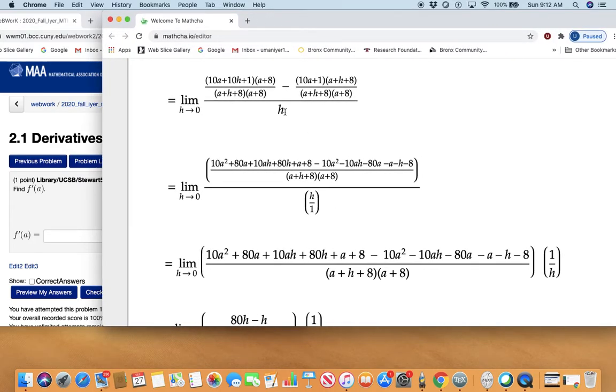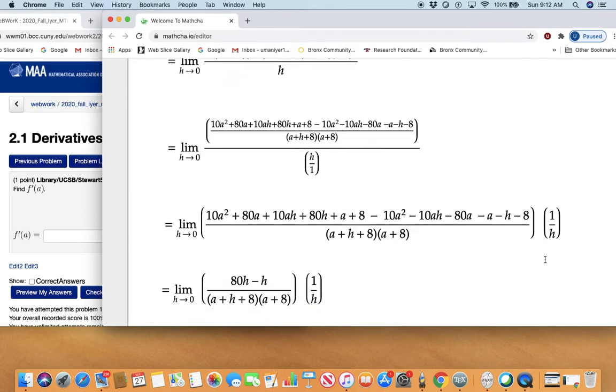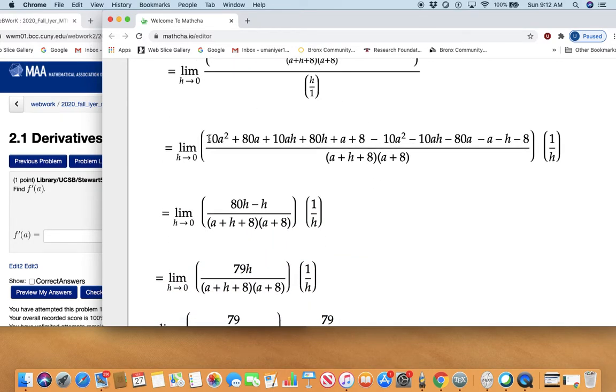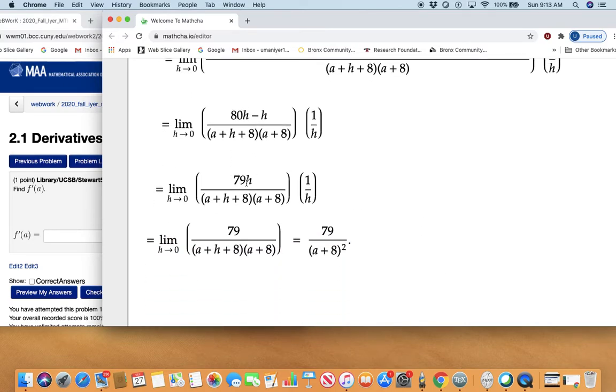This h denominator is to be thought of as h over 1. So fraction over fraction is nothing but the numerator times the reciprocal of the denominator. Cancel things out. Notice only the h quantities survive. So 80h minus h gives me 79h. Well, that's good. That h cancels this h, so all I have is 79 over all of this.